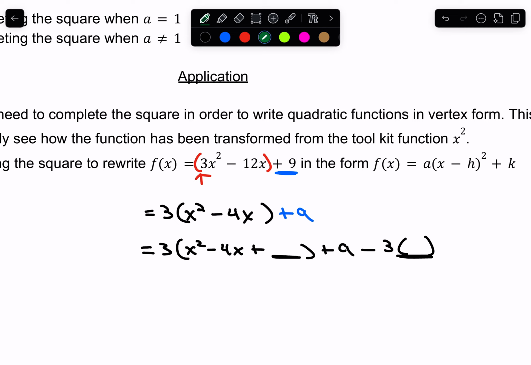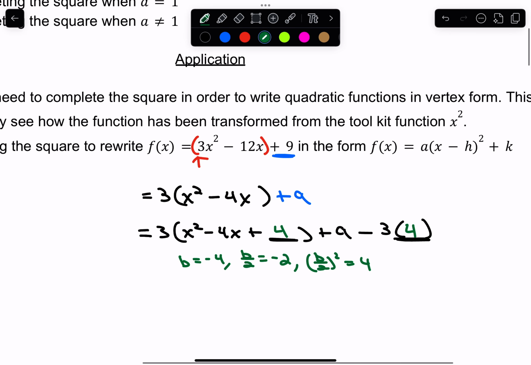Now our b term in this case is -4. So I take -4 and I divide it by 2. Okay, again, b equals -4, which means b over 2 is -2. When you square -2, we get that b over 2 squared is equal to +4. So I put a +4 in both blanks.